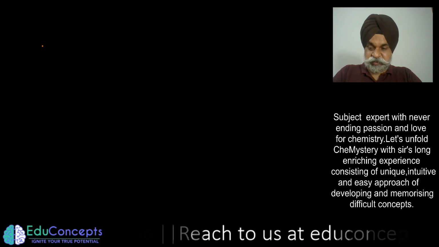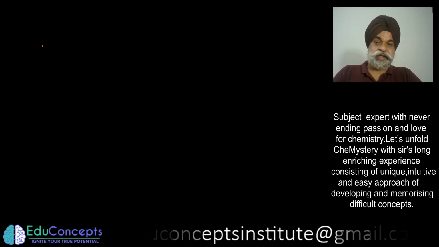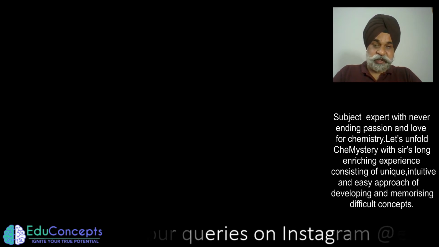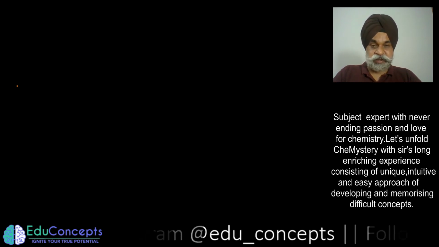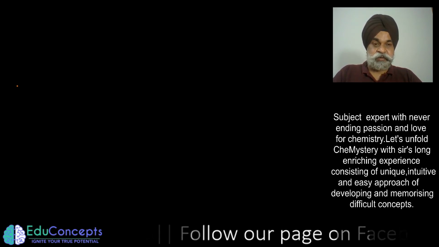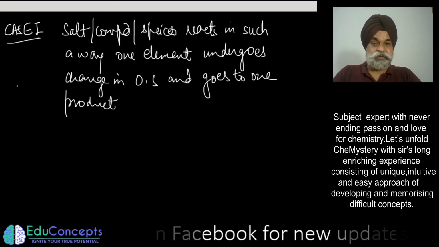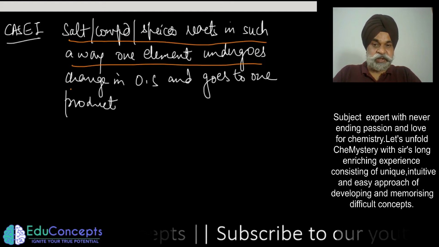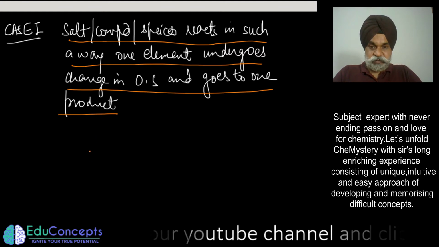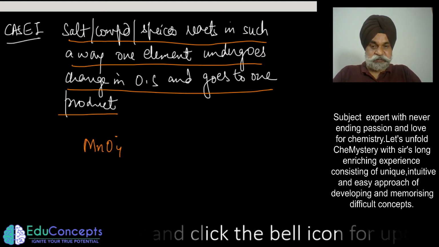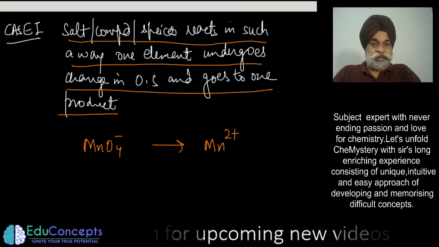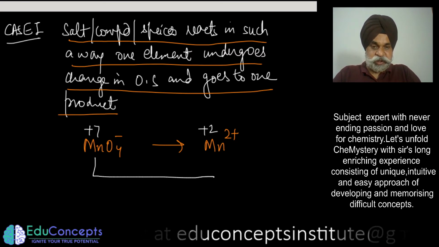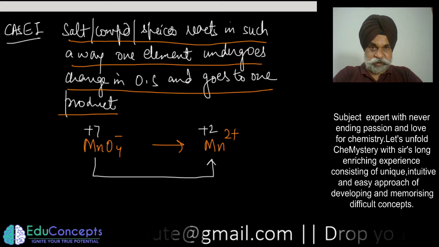So coming back to today's session, we shall be discussing n factor. Earlier, in the last two videos, we considered two cases of n factor. Case number one was salts which react in such a manner that one element undergoes change in oxidation state and goes to one product. If you could recall, only one element underwent change in oxidation state and went to one product. This we have already done. Such types of cases we have already dealt with.